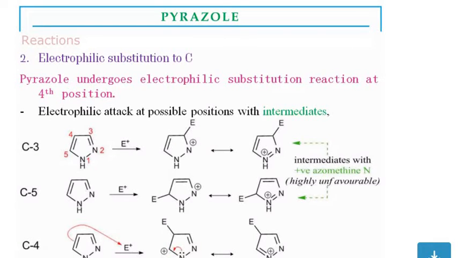Now, electrophilic substitution to carbon. You can see the pyrazole undergoes electrophilic substitution reaction at the 4th position. So, electrophilic substitution at possible positions with intermediates: you can see carbon 3, carbon 5, and carbon 4. The intermediate with positive azomethine nitrogen is highly unfavorable. So the fourth position is important in the case of pyrazoles, and that is, NH will get the 1 position, then the 2nd, 3rd, 4th position and 5th position.